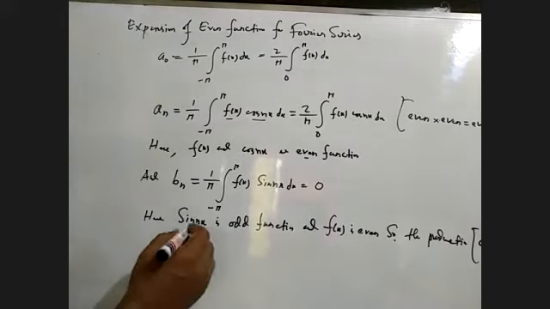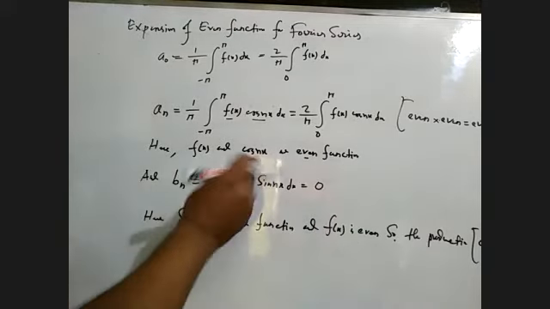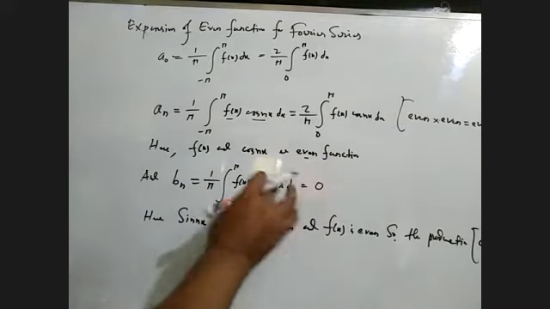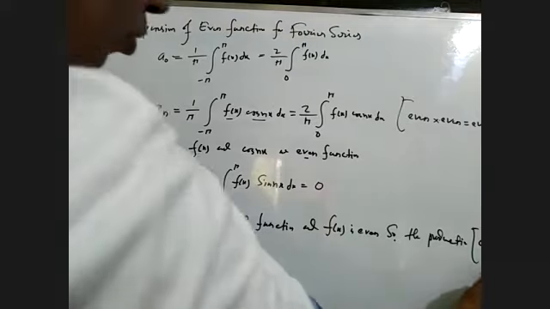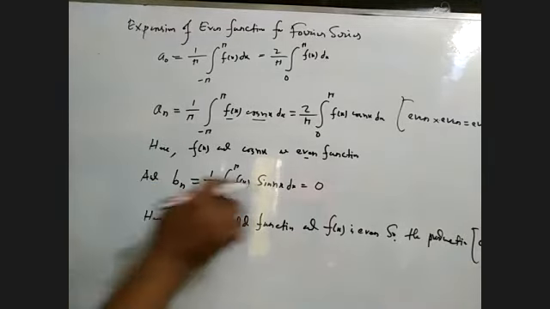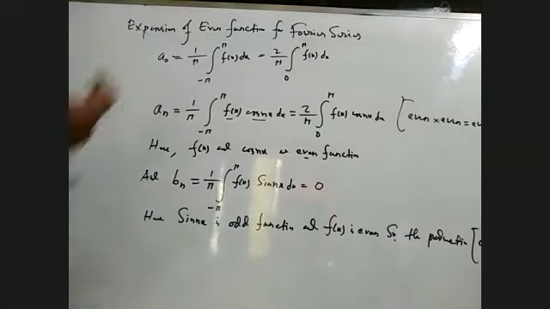In that case, the area will be what? The total area will be 2 times, that means this area will be what? 0, antisymmetric curve. For an odd function, we get an antisymmetric curve. This is why the sin coefficient will be 0. We have to remember this.